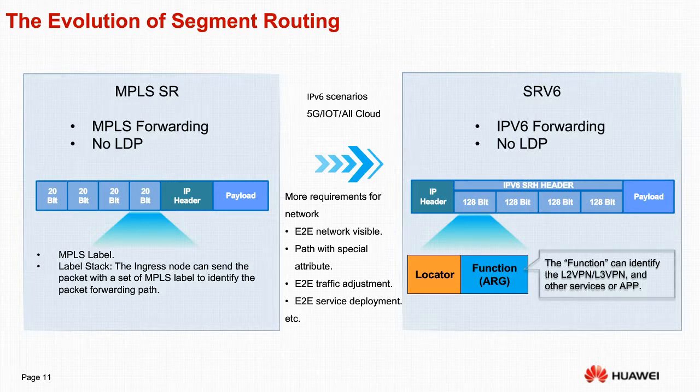So this kind of evolution is just to help the network to support E2E functions, E2E network visibility and E2E service deployment, because traditional MPLS just has its own domain. Its programmability is just from MPLS ingress to egress. But since SRv6 is IP forwarding, it is easier than MPLS to support E2E deployment. Okay, so that is the advantage of SRv6.